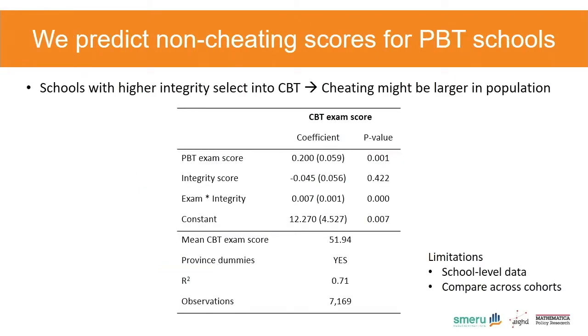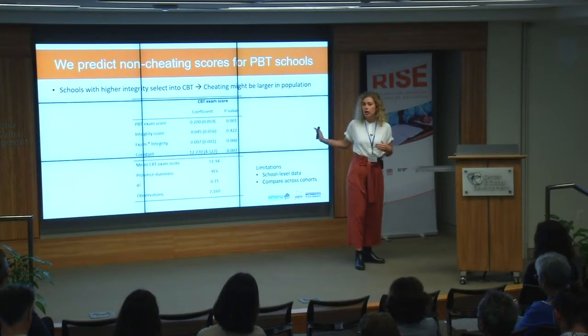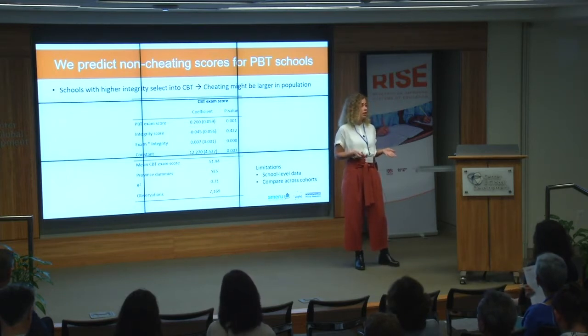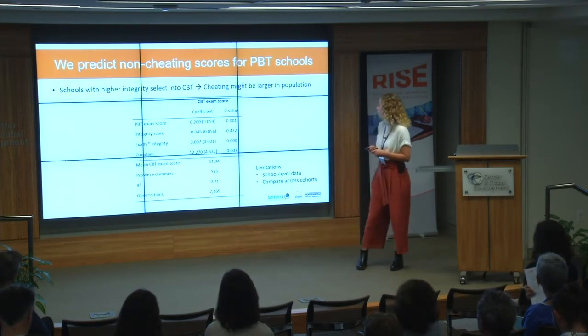So then I use the paper-based score and the integrity score and the interaction to predict the non-cheating exam score for the paper-based schools. And here you see just a simple regression of the computer-based score on these indicators, and they significantly predict the CBT score. And despite that we only have school-level average exam scores, and we can only compare across cohorts of students, we reach an R-squared of 0.71 with this model, which means that the model explains 71% of the variation in the CBT scores, which is actually pretty high. So the model predicts fairly well.